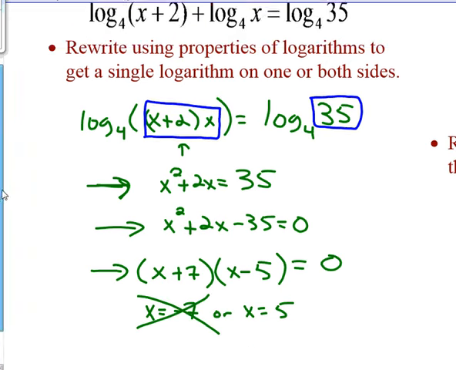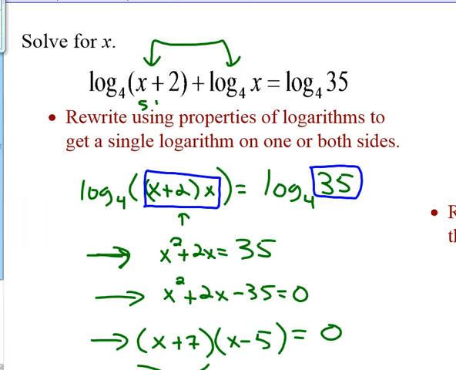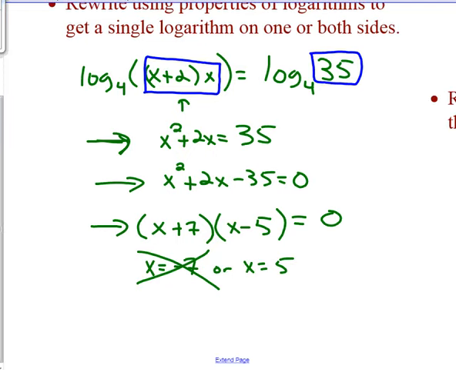So I knock that out. Now if I put the 5 in, I will have a 5 plus 2 there. I can log 7. I can raise 4 to a power and get 7. So 5 is an acceptable answer, and in this case, it's my only acceptable answer.